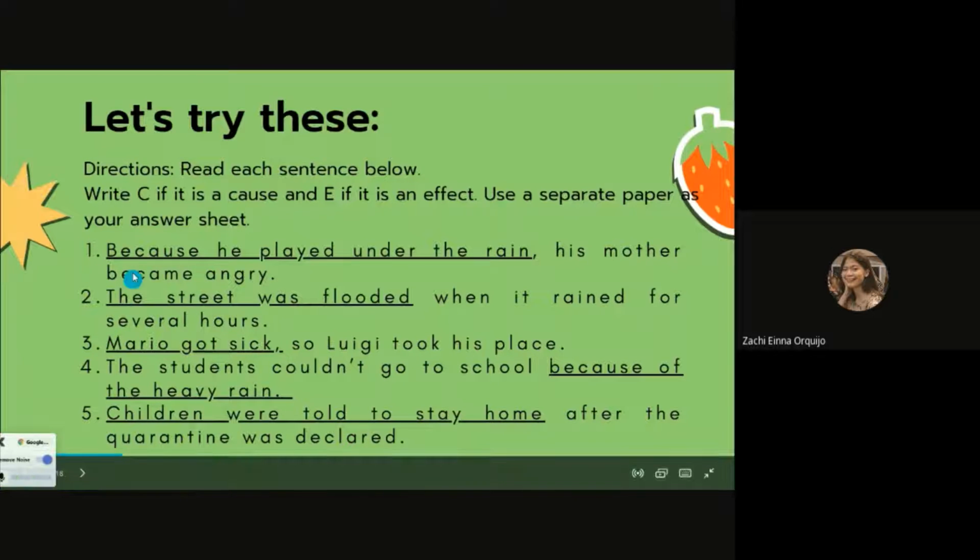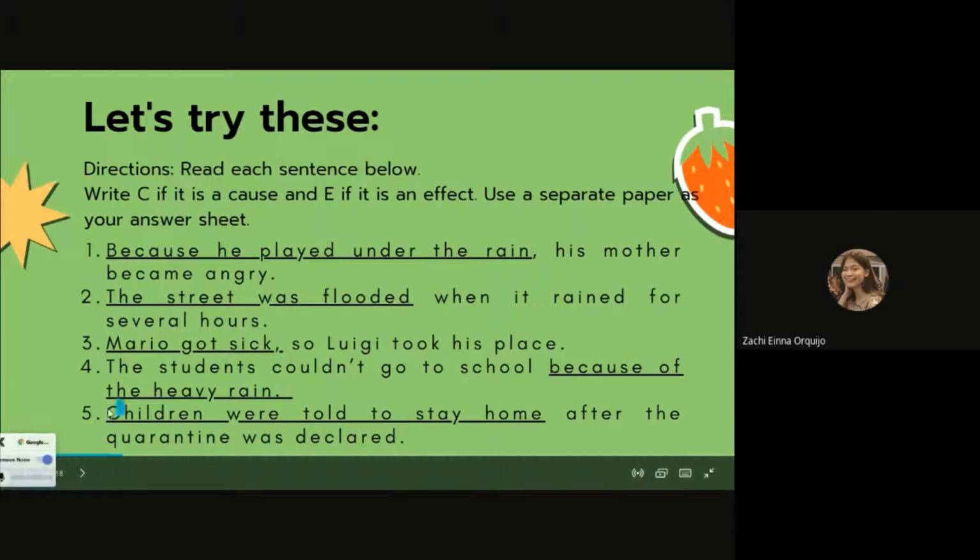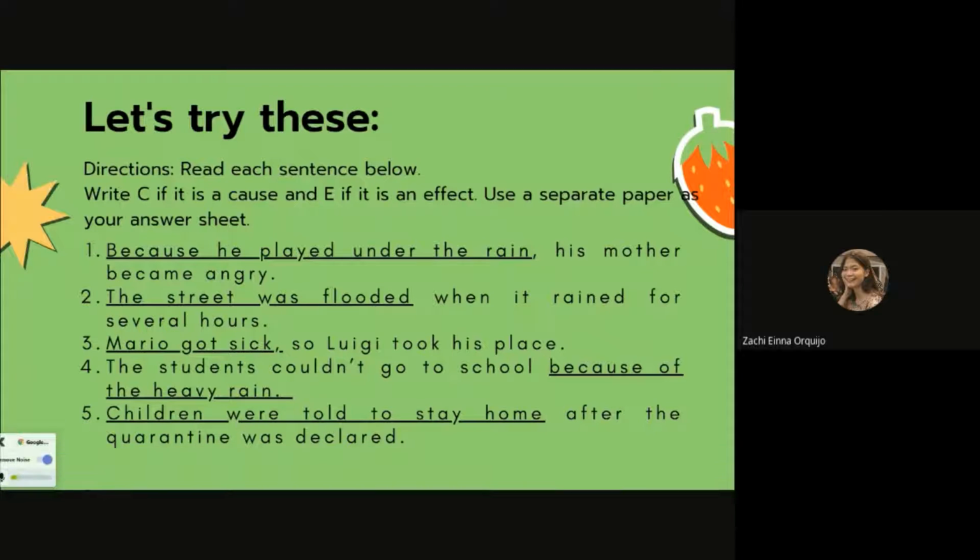So we have here sample sentences. The first one is: because he played under the sun, his mother became angry. The second one is: the street was flooded when it rained for several hours. Third: Mario got sick, so Luigi took his place. Fourth: the students couldn't go to school because of the heavy rain. And five: children were told to stay home after the quarantine was declared. So the underlined clauses, you need to identify kung sila ba ay sanhi o bunga.